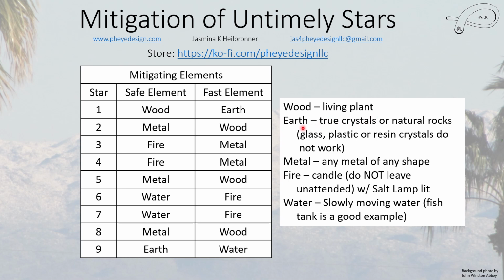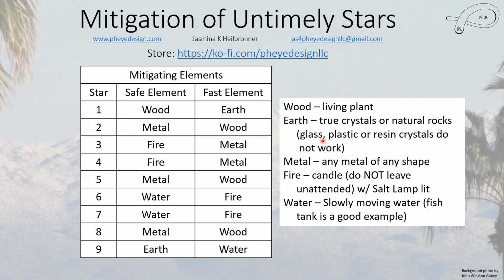Now, Earth, if you want to use Earth to tone down something, which is basically star 9, which you are not going to do now, but you might do in, I think it's 17 years and some months from now. What you're going to use is true crystals or natural rocks. That is, maybe you've got some nice rocks that you collect from riverbeds. They're nice and round and they're pretty, that kind of thing. Or true rock crystals. Glass, plastic, or resin crystals do not work.